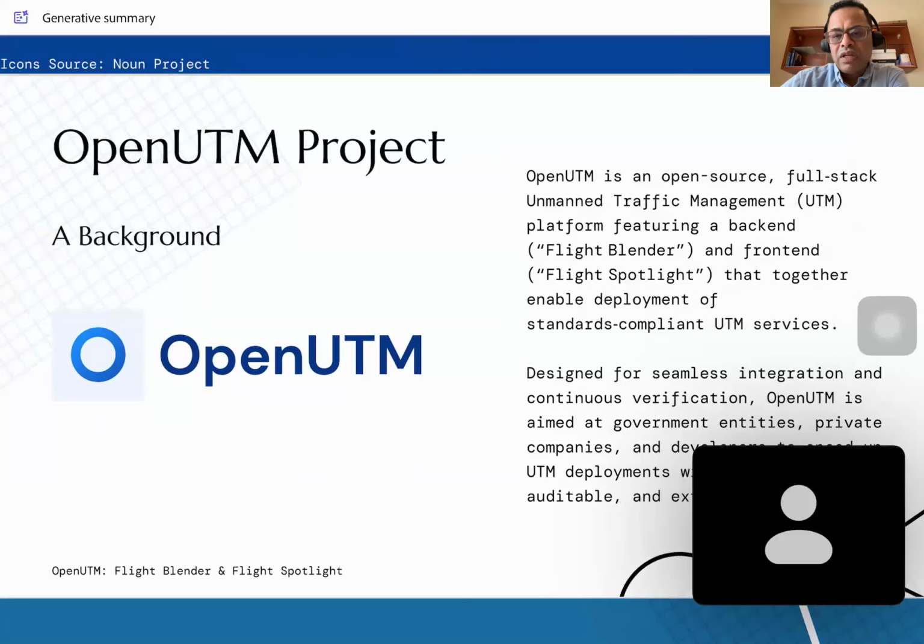As I said, OpenUTM really is two things. One is called Flight Blender, and the other is called Flight Spotlight. It's a backend and a front end. What it does is essentially allow you to connect it to your infrastructure and then join the airspace.